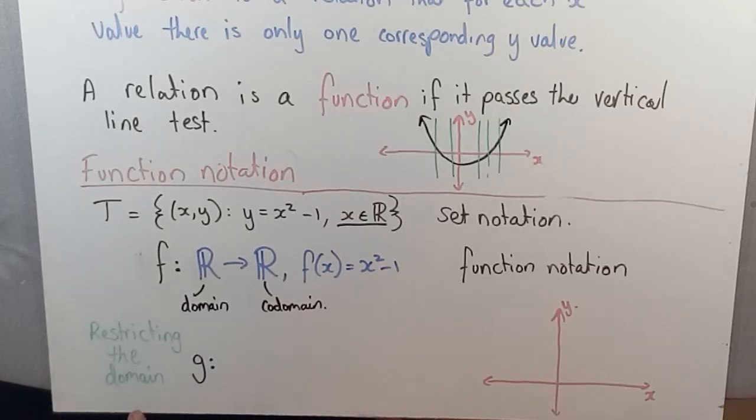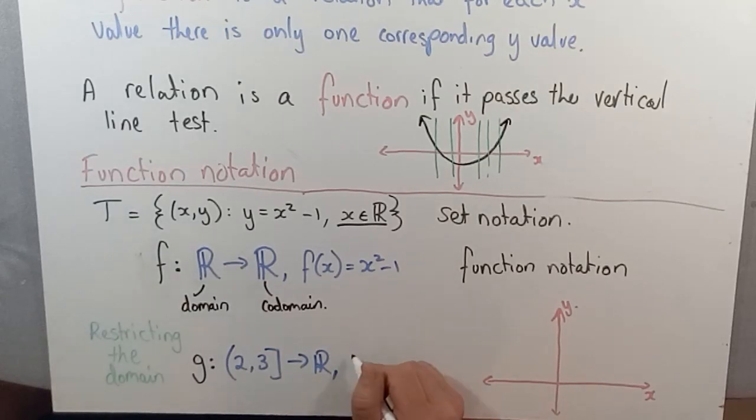Let's do an example. You can restrict the domain. You can have a different domain. It doesn't have to be R. So let's have g, so the domain is (2, 3], close bracket, maps to R. Now remember, the codomain is always going to be written as R in mathematical methods. Now we've got g of x is equal to 5 minus x.